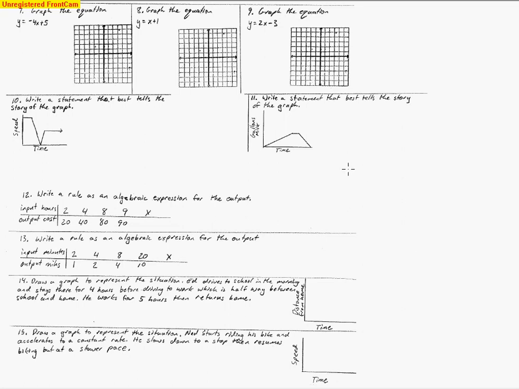These are the solutions for problems 7 through 15 on the study guide for chapter 2. So let's take a look at number 7. So here we're going to graph this equation.